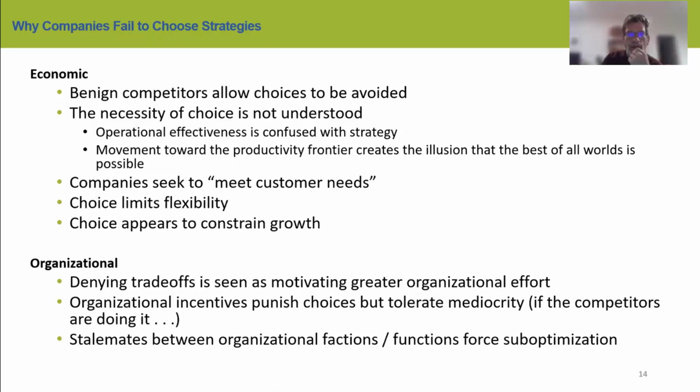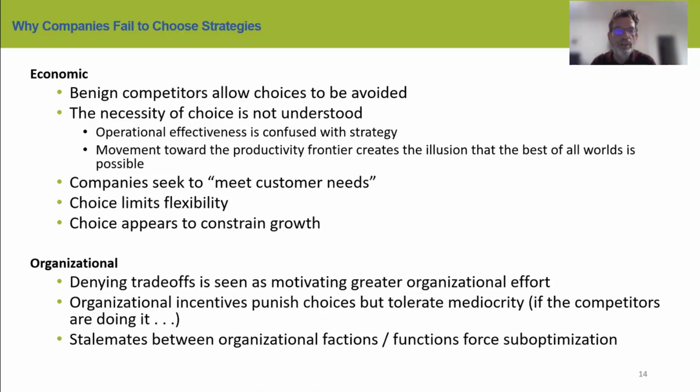Now, we have to see why sometimes companies fail to choose strategies. Economic issues. We have benign competitors which allow choices to be avoided. The necessity of choice is not understood. Operational effectiveness is confused with strategy. Movement towards the productivity frontier creates the illusion that the best of all worlds is possible. Companies seek to meet customer needs. The choice limits flexibility, and choice appears to constrain growth.